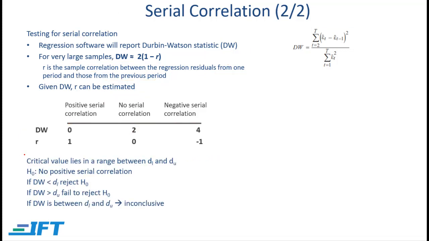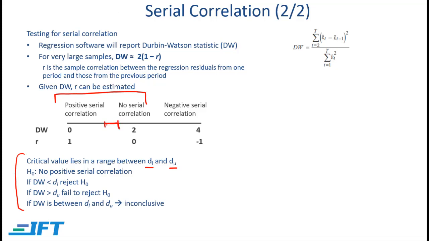Now let's look at the formal test. When we do a DW test, there is a critical value, but that critical value lies in a range between DL and DU. So let's say we are focusing on positive serial correlation. So we are in this region. There will be a DL and a DU. So there is some lower limit and some upper limit.